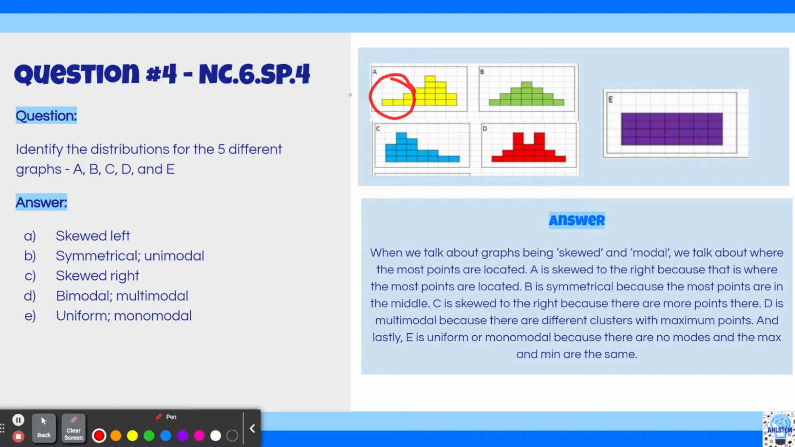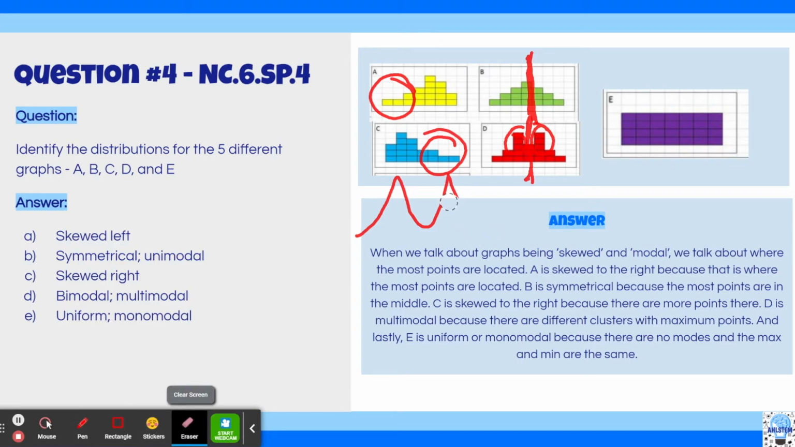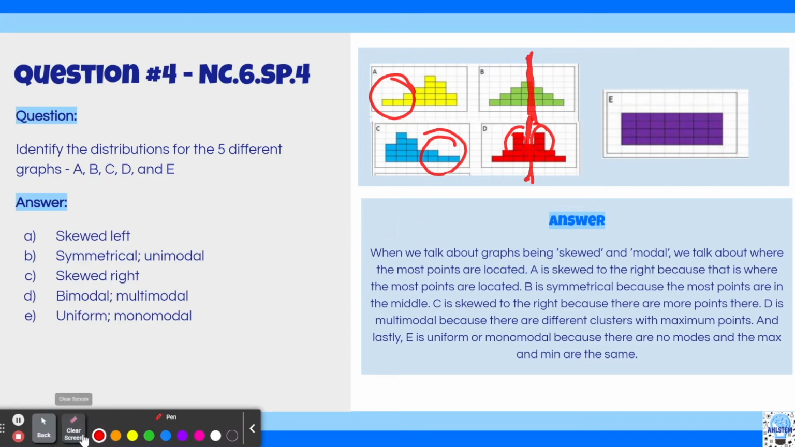Now, B is symmetrical or unimodal. Remember how we talked about symmetry in the previous problem? C is skewed to the right. Okay, there's less data on the right. D is bimodal or multimodal. So there's also symmetry here, but there's different distributions. It goes high, then low, then high, then low. Okay? Let's erase this. Okay? And lastly, E is uniform or monomodal. All the data is the exact same, so it's going to be considered as uniform.